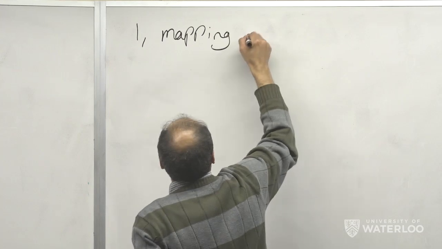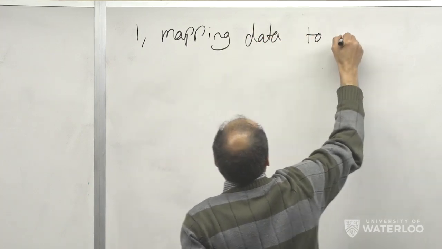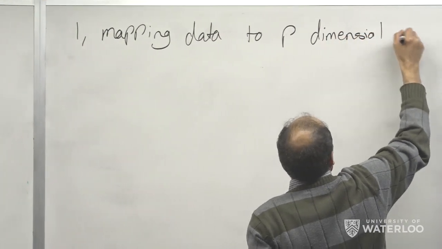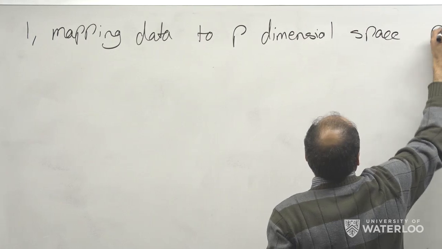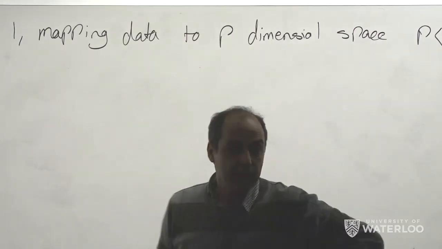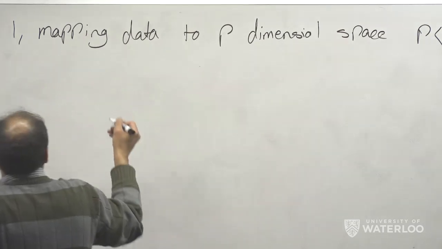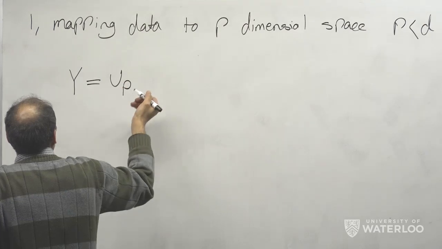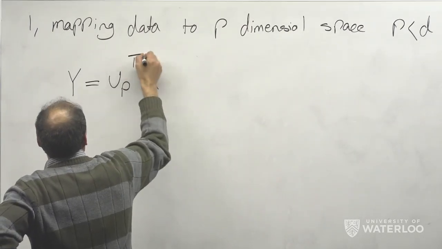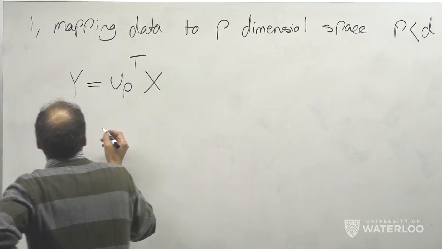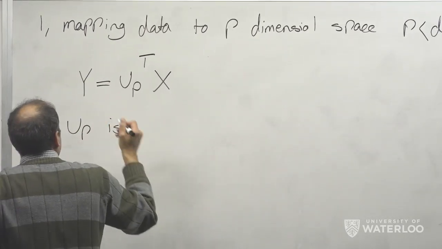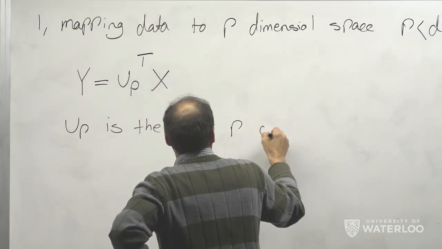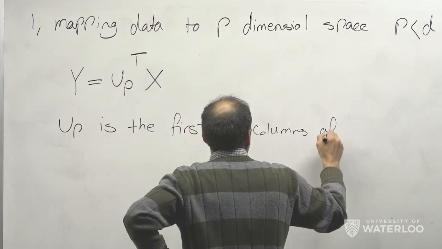mapping data to p-dimensional space when p is less than d. Okay, in this case, my y is going to be Up transpose times x, when Up is the first p columns of U.